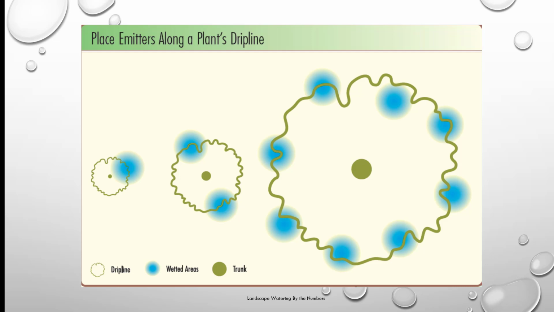And this is an area, well, there are some irrigation classes coming up, but you're going to want to place your emitters along the plant's drip line if you're going to do drip irrigation.